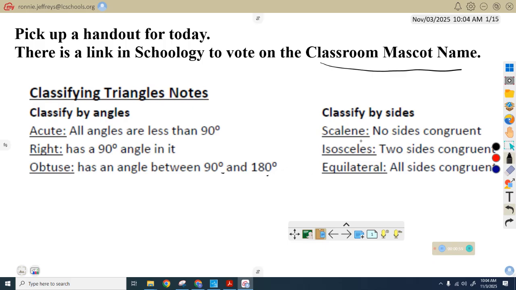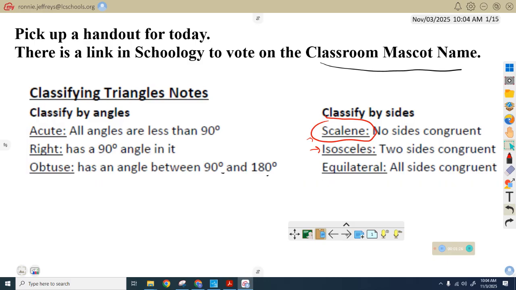Now, for those that may have forgotten or never seen it, this word is called scalene. Why? I don't know. And then isosceles. Again, I don't know. Both of these words I do believe are Greek in origin. Scalene is no sides congruent. Isosceles, two sides congruent, and equilateral, all sides congruent. We were studying the last two last week.